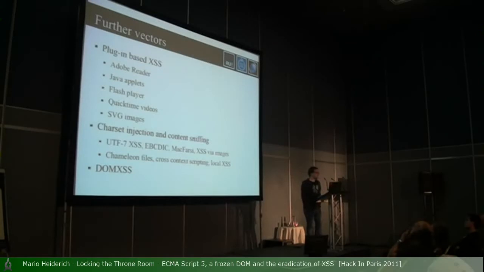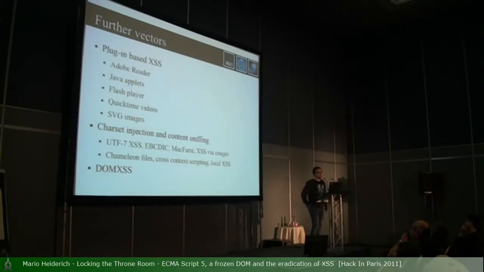And there's even more vectors the server can never see, which I already mentioned, which is plugin-based XSS. We have the Adobe Reader, which is capable of executing stuff, Java applets, Flash Player, QuickTime videos, SVG images. And we even have more critical stuff like charset injections, content sniffing. We can still do nasty stuff with UTF-7, which is the weirdest charset ever, in my opinion. We have EBCDIC or IBM500. Who still knows EBCDIC? Like, the older people should know it. It's one of the old IBM mainframe charsets and still supported by browsers. Like, they still do this.